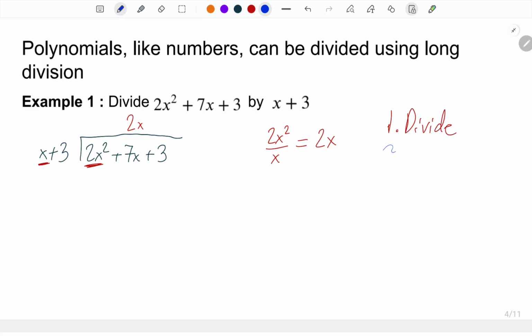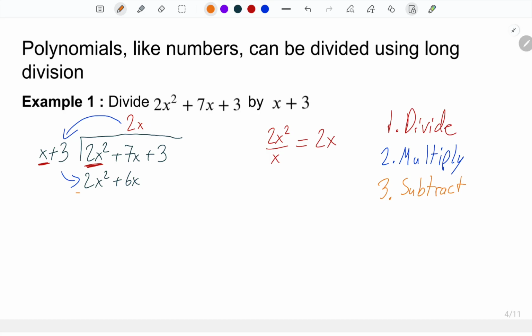Okay, next, in our algorithm up above, we said multiply. So how's that going to look in this case? We'll take the 2x, multiply it by the entirety of x plus 3, and write it below. So 2x times x plus 3 is just 2x squared, plus, well, 2x times 3 is going to be 6x. And now we're basically going to see what is left over. So that's the subtraction step.